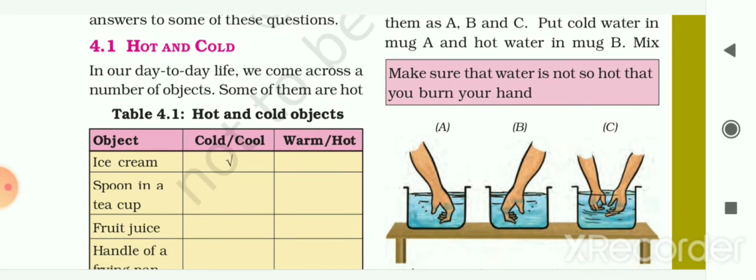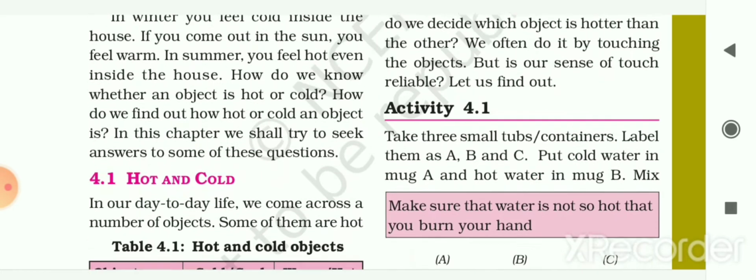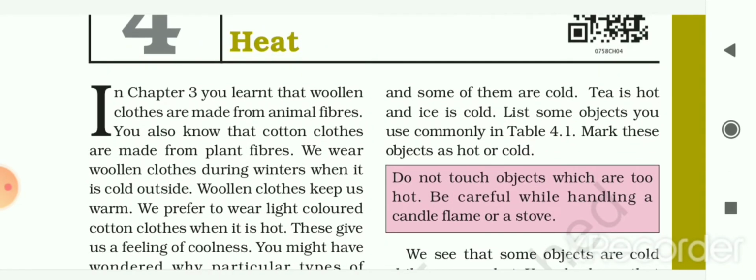First point is hot and cold. In our day-to-day life, we come across a number of objects. Some of them are hot and some of them are cold. For example, tea is hot and ice is cold. List some objects you use commonly in Table 4.1 and mark these objects as hot or cold.